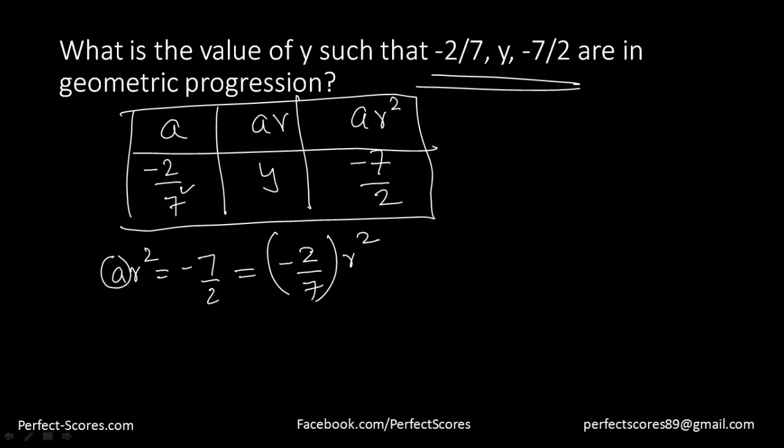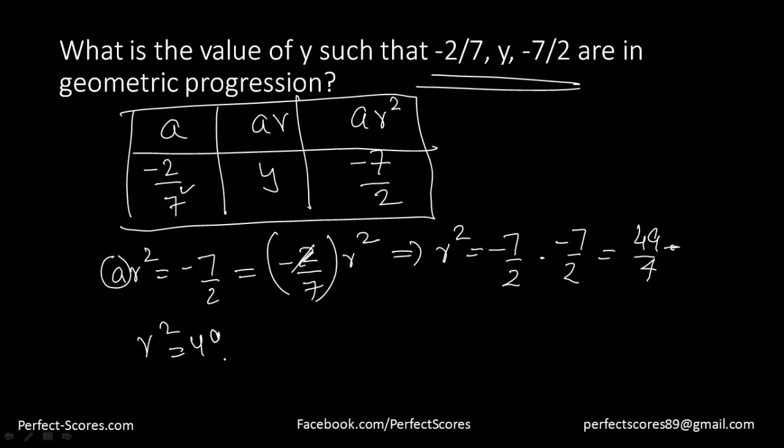So that means from here I can clearly say that r square is equal to negative 7 by 2 into negative 7 by 2, that is equal to 49 by 4. So if r square is equal to 49 by 4, that means r can be equal to positive 7 by 2 or r can be equal to negative 7 by 2.